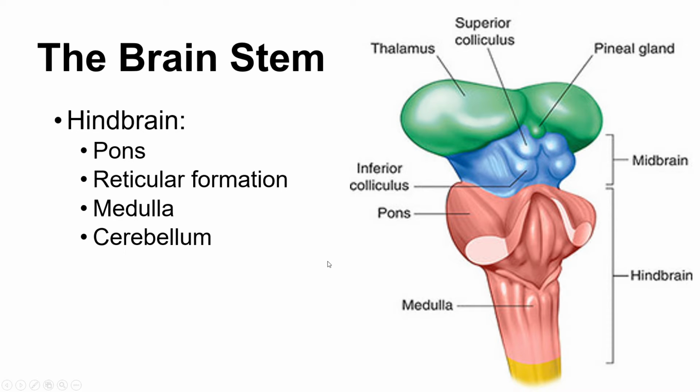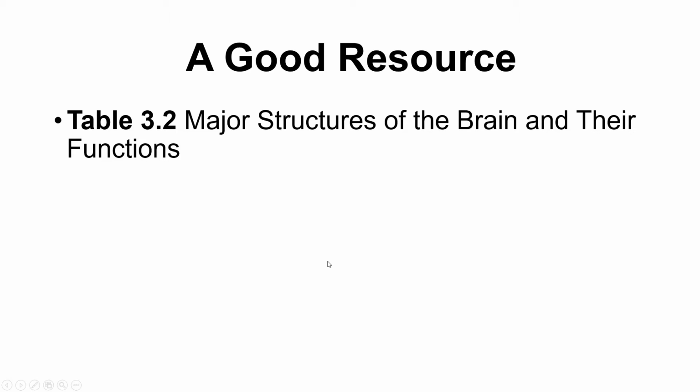As I've said, that's a very intense crash course on all of those different parts of the brain. I wanted to point out that there's a really nice table in the textbook, table 3.2, and it summarizes all of the major structures of the brain and their functions, so that might be a good thing to have handy just so that you can reference it easily.